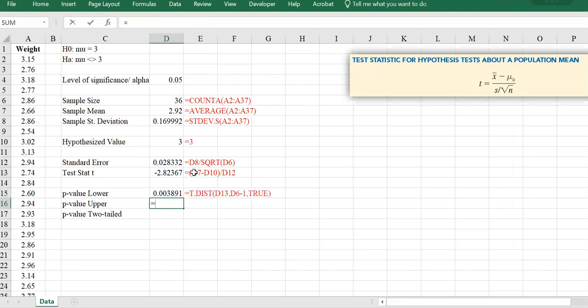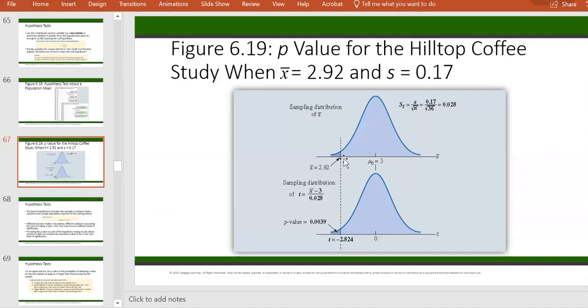Now p-value upper tail is going to be 1 minus p-value lower tail because the sum of these two should be 1. And then p-value two-tailed: if you have a test statistic that is negative, p-value two-tailed is going to be the area below the curve to the left multiplied by 2. So you will have minus 2.82 and plus 2.82, the area to the left of this number and the area to the right of the positive number. Since the curve is symmetrical, it's going to be 2 times p-value lower tail.